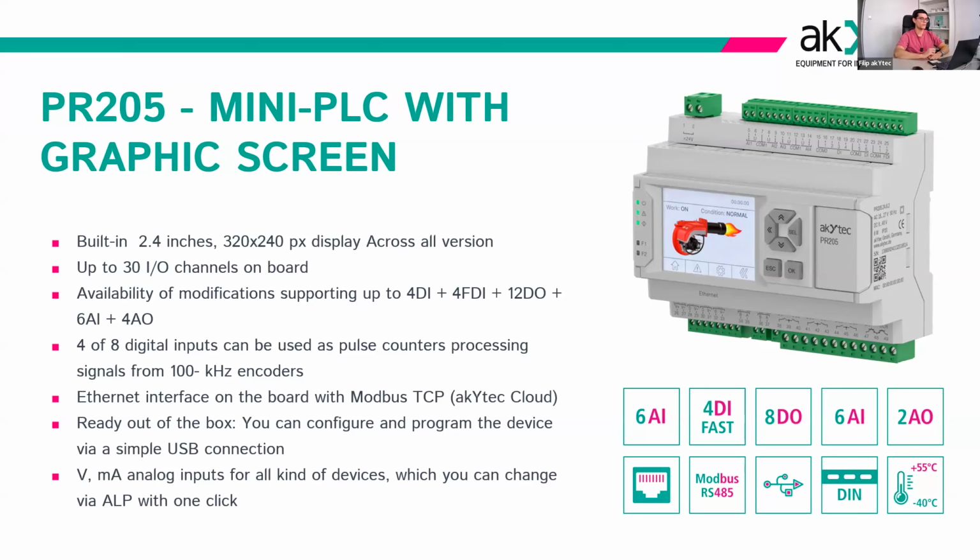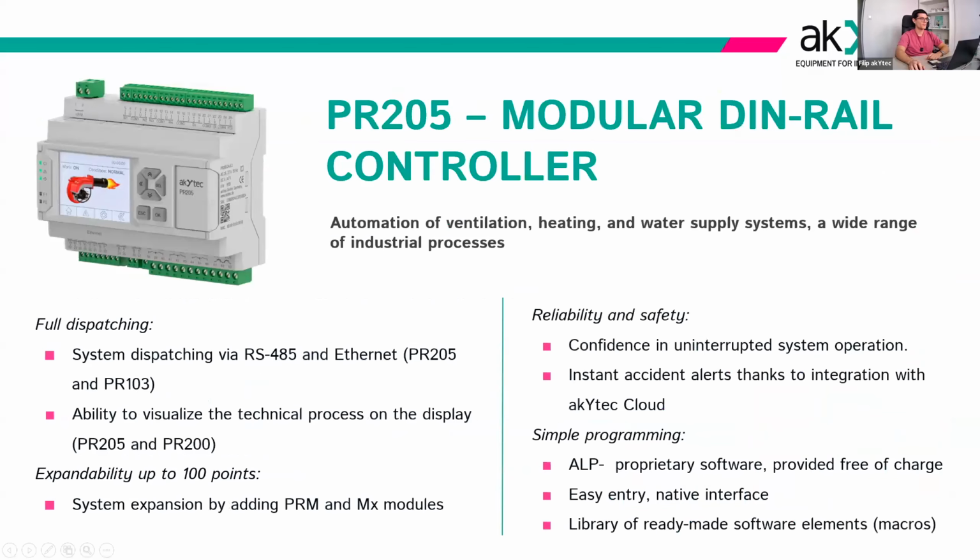As with our other PR models, you can easily switch voltage and current input modes through the input-output configuration menu with just one click. The PR205 is a DIN rail controller, ideal for applications like ventilation, heating, and water supply systems, but in general, it's designed for universal automation tasks.